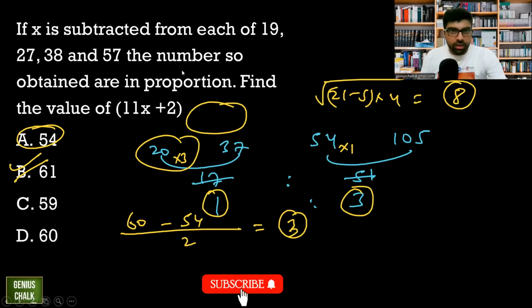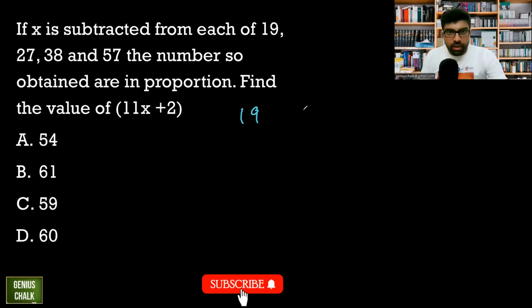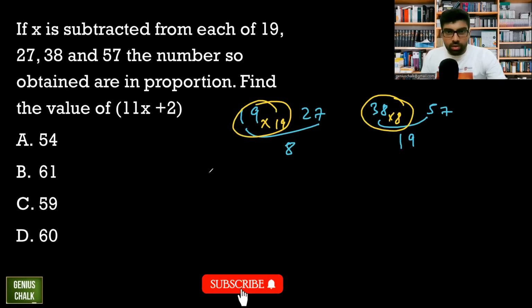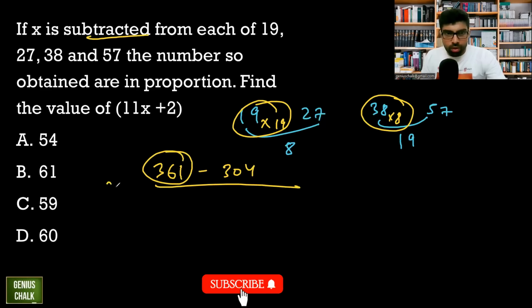Next one, if x is subtracted from these, the numbers obtained are in proportion, we can solve it. 19, 27, 38, 57. So it is 8. What is this? 9, 19. Now multiply this by the difference. It is 19. So multiply this by 19, multiply this by 8. So I'm comparing the numerator only. So 19, 19 is 361, 38, 8 is 64, 24 plus 6, 30. So take the difference. It is subtracted. This number must be higher, so that it is coming in positive.